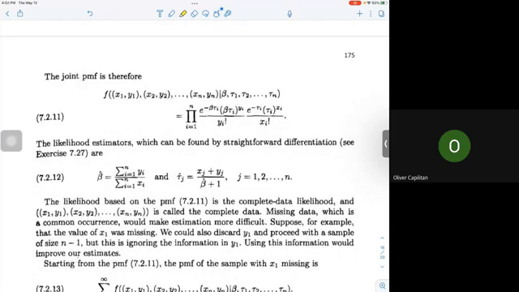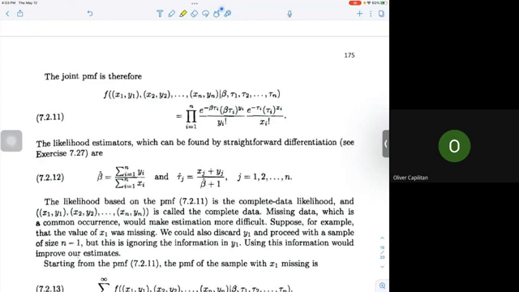The joint PMF is therefore, okay, so we have here two random samples. So we have an ordered pair, x sub 1, y sub 1, x sub 2, y sub 2, up to x sub n, y sub n, given our parameters now. So the parameters are beta, then tau sub 1, tau sub 2, up to tau sub n. So the joint will just be this finite product of this.